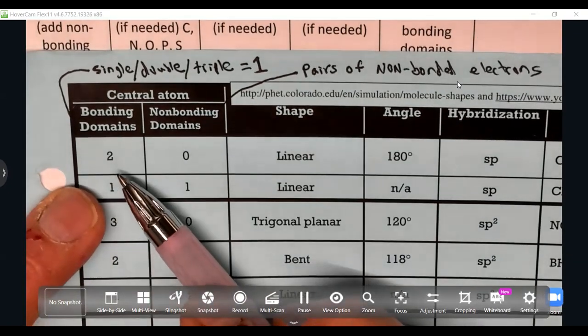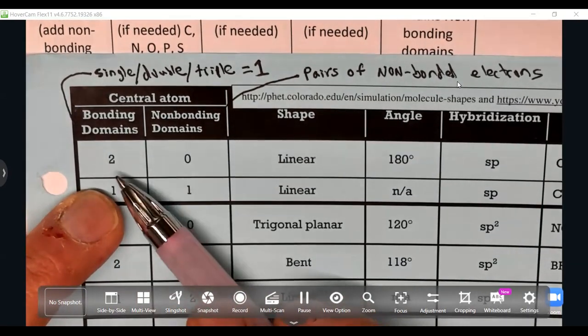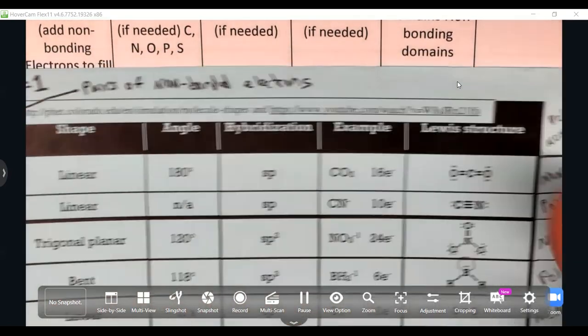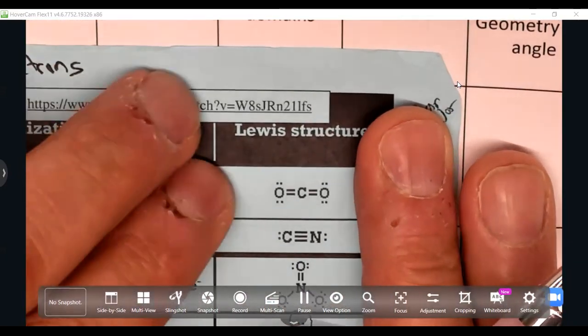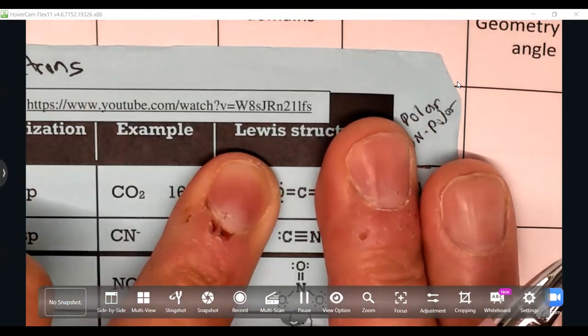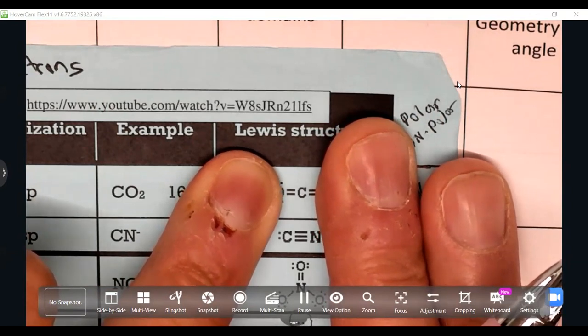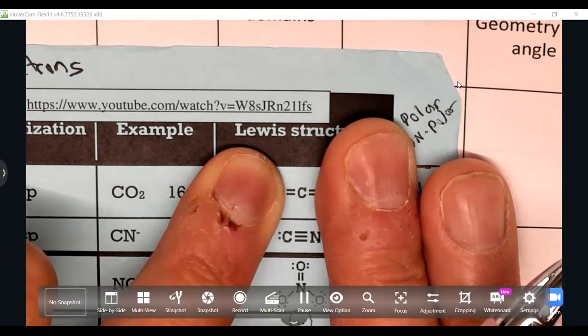So I'll just use a couple examples because I got them right here. The first one says it's a 2-0. Bonding domains is 2, non-bonding domains is 0. If we go to the right, this is for carbon dioxide. On the central atom, there's a double bond on each side, right? It doesn't matter if it's a single, double, or triple bond. It is 1 bonding domain. And on that central carbon atom, there are 0 pairs that are non-bonded to terminal atoms, correct? This is a 2-0.